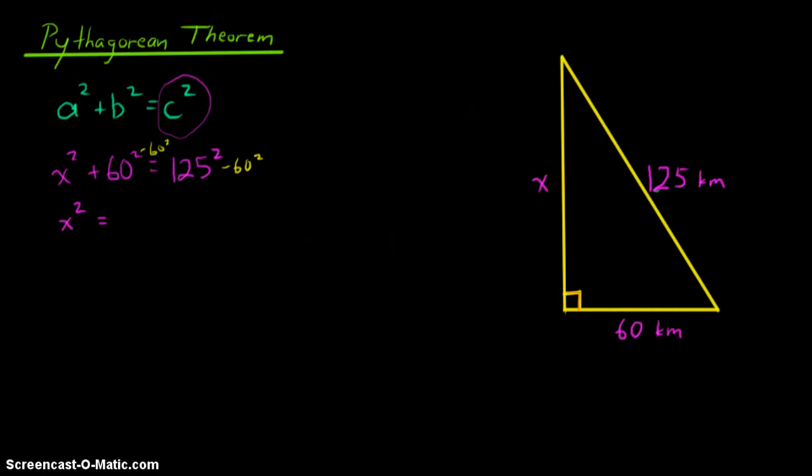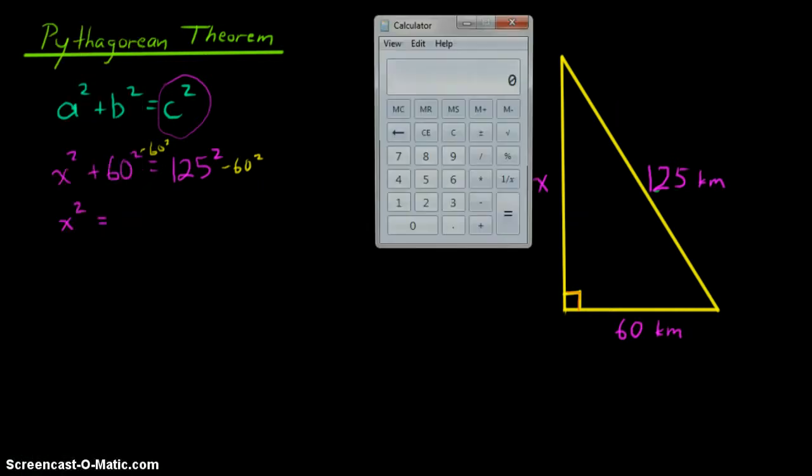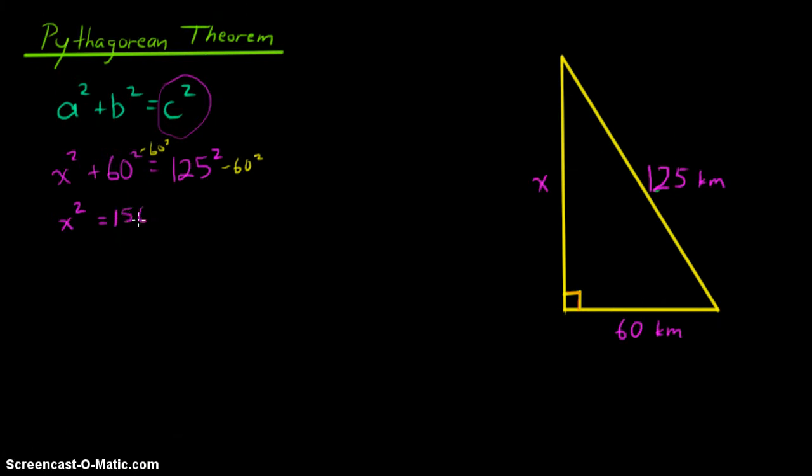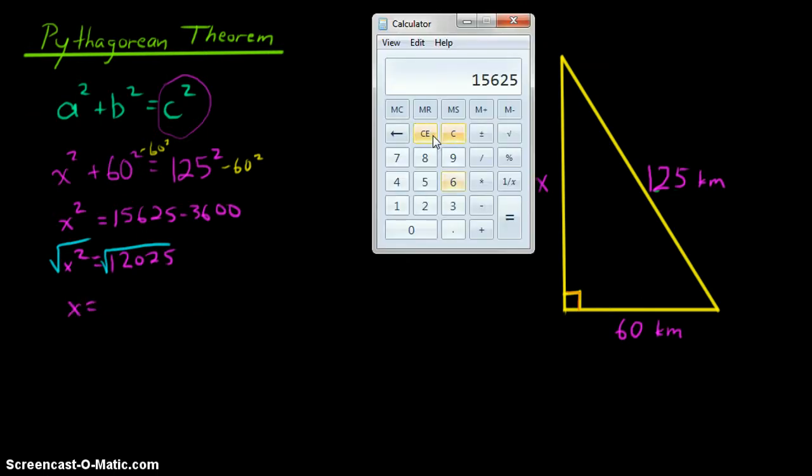Now I can't do that in my head. I don't know about you. So let's figure this out. 125 times 125, 15,625. And 60 squared is 3,600. And that should give us 12,025. And now we're just missing that square root. And so we're going to end up with x equals the square root of that big number. Again, if you can do that in your head, I don't think you need to be watching this video.